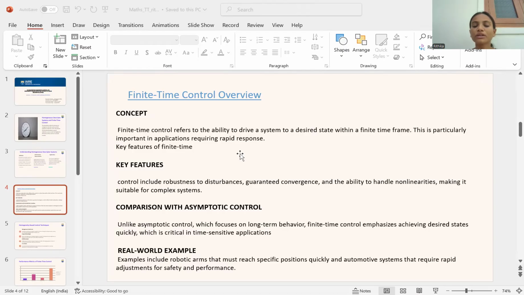Comparison with asymptotic control. Unlike asymptotic control, which focuses on long-term behavior, finite time control emphasizes achieving desired states quickly, which is critical in time-sensitive applications. Real-world example. Applications in robotic arms that must reach specific positions quickly and automotive systems that require rapid adjustments for safety and performance.